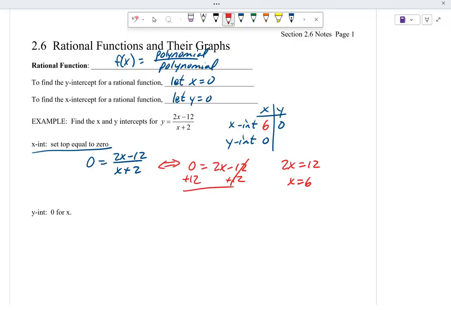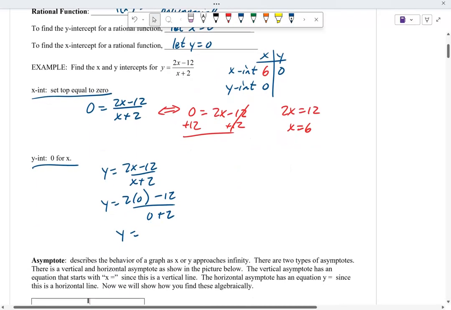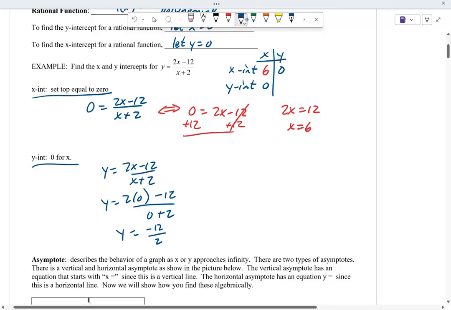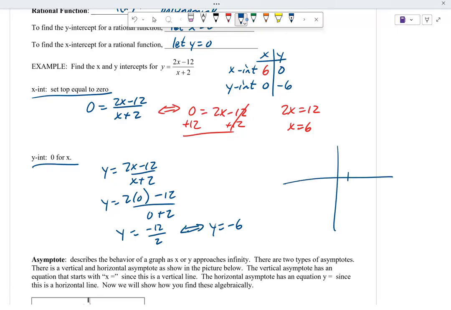Now let's find our y-intercept by letting x be 0. So we have 2 times 0 is 0, 0 minus 12 is negative 12, 0 plus 2 is 2. So it looks like our y ends up being negative 6. So this rational function has the points (6, 0) and (0, negative 6) on it.